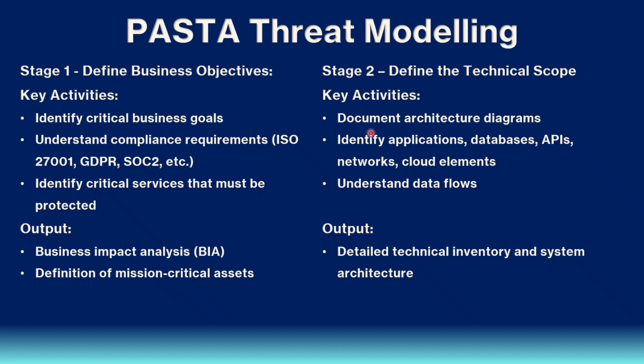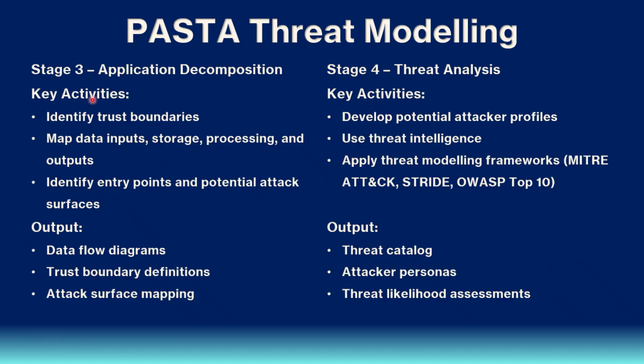On the basis of that, we'll go to stage two. That's define the technical scope, in which we will document architectural diagrams. We'll identify application, database, APIs, network, and cloud elements. We will understand data flows, and output will be we will be having detailed technical inventory and system architecture. Basis of this, we'll go to stage three.